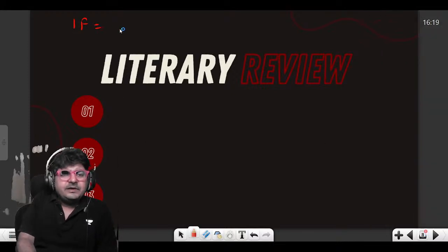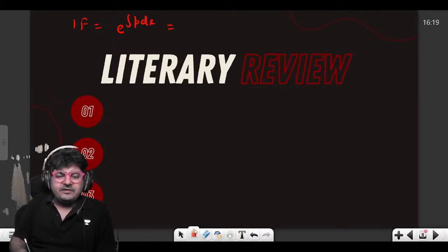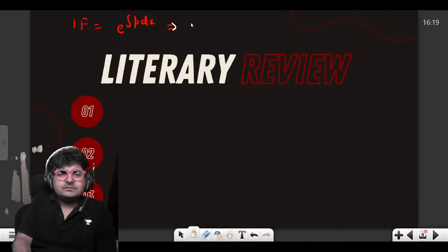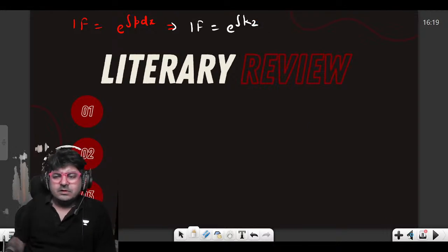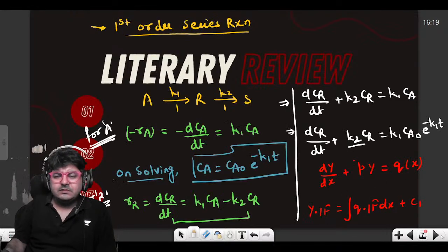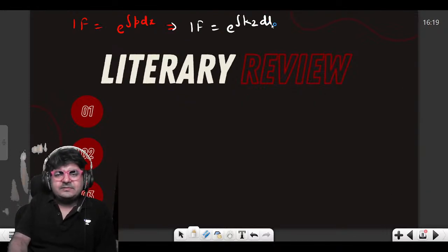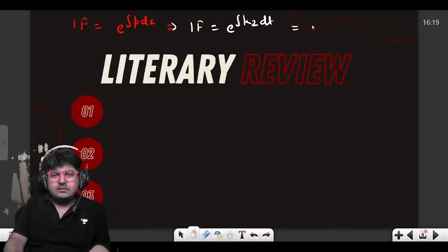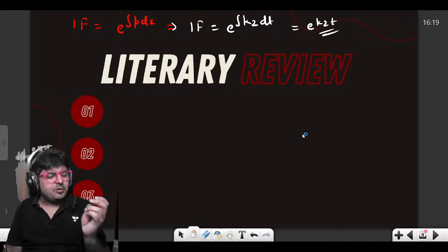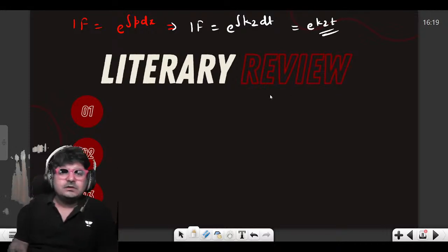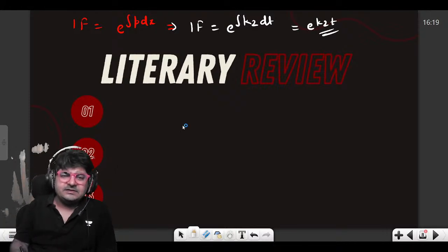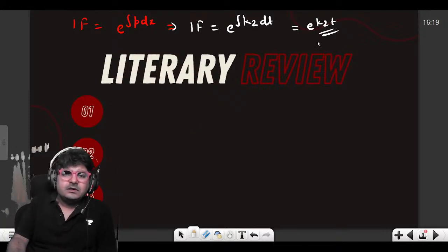So here the IF will be exponential of integral P dx. For the given case, if you write the values, P is equal to K2, as you can see. So your IF will be equal to e to the power K2T. Correct? This derivation is important. That's why we are doing it, so that the other cases you can easily understand.